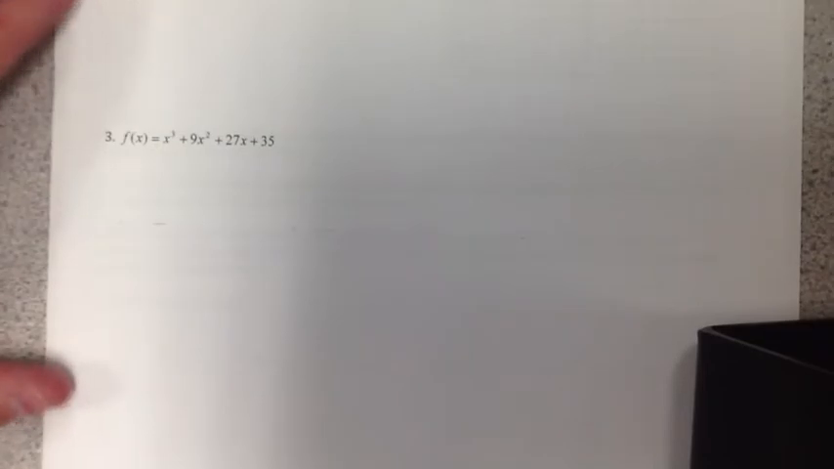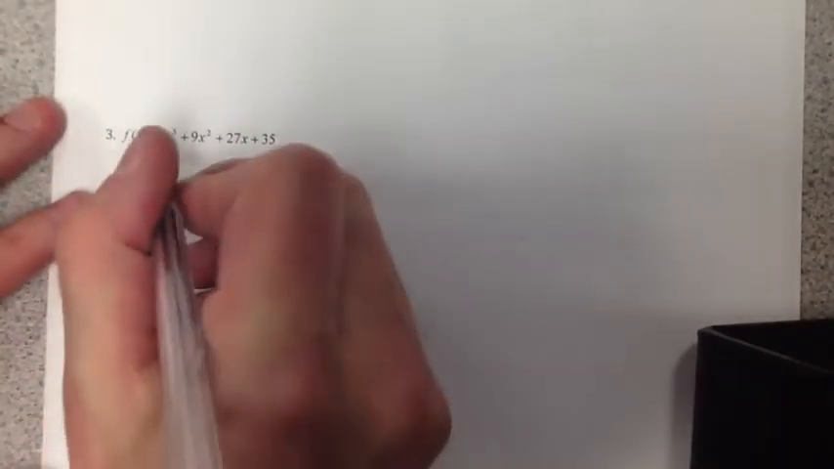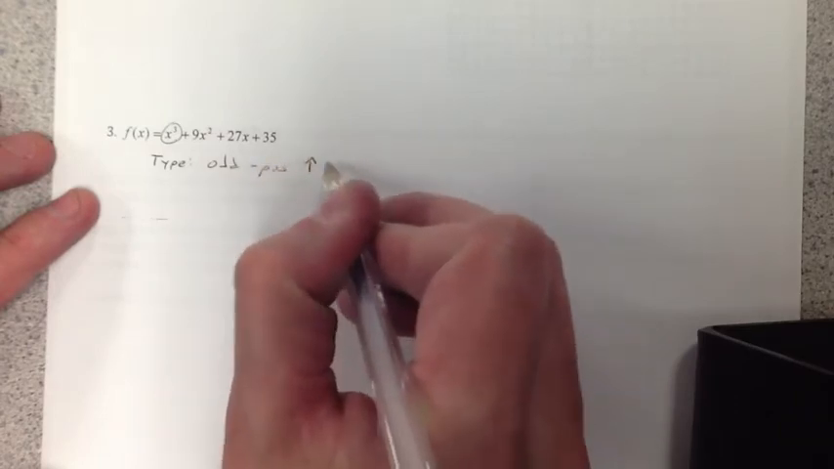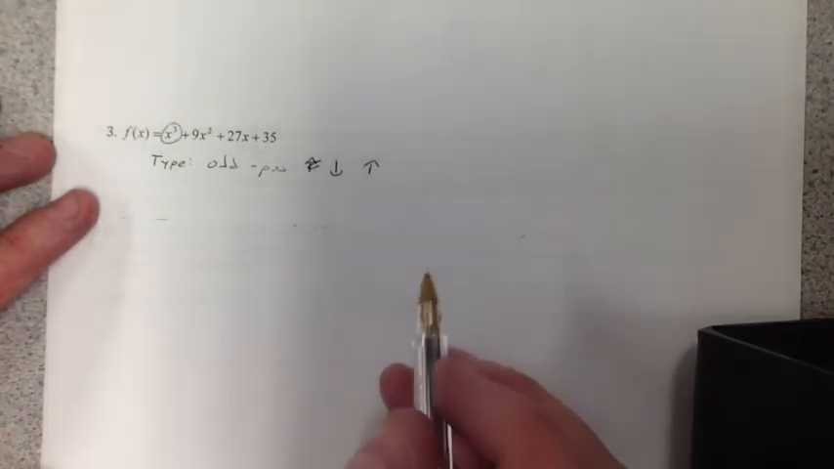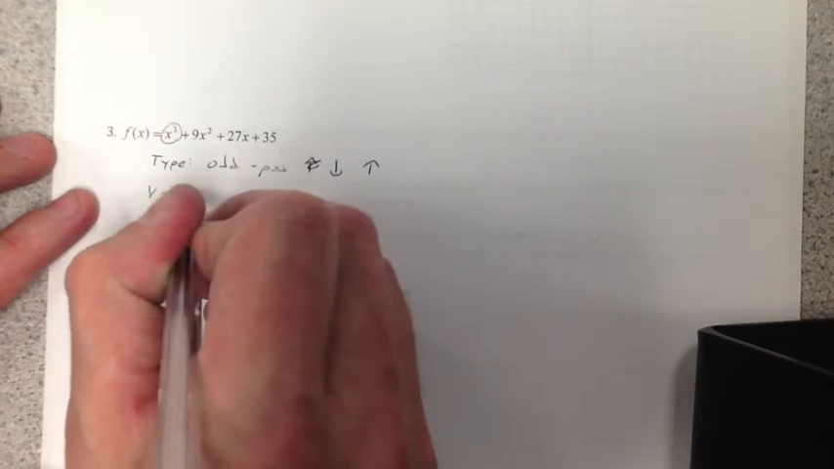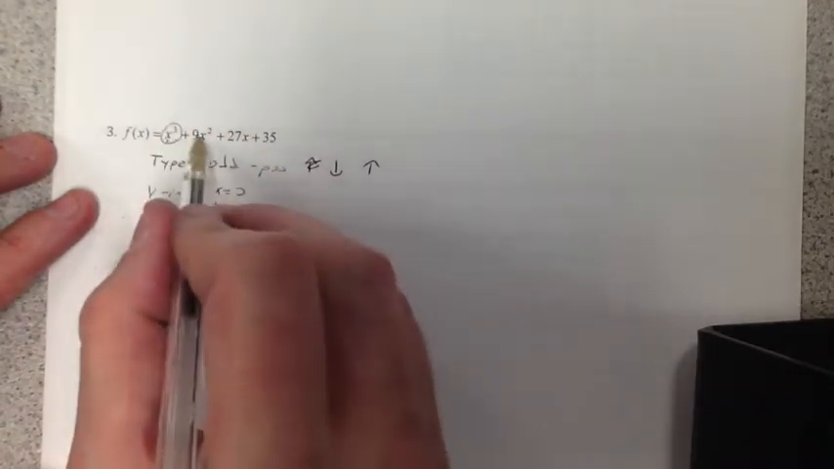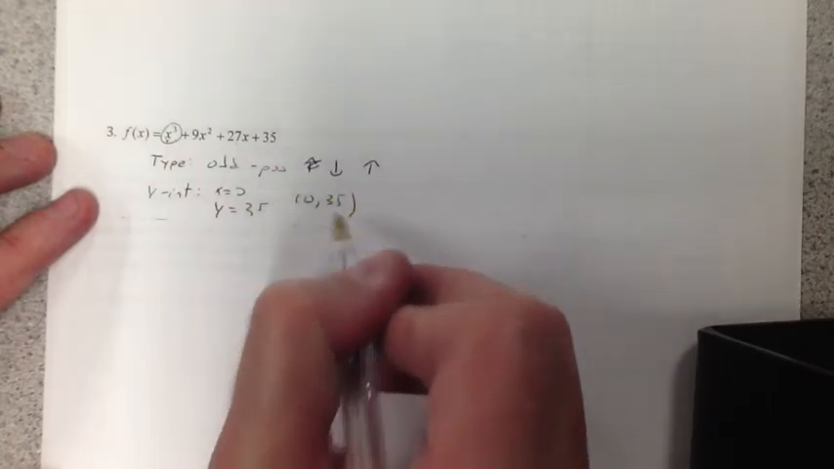Let's take a look at number 3 instead. Now for number 3, it's the same idea as number 1. We're going to get the type. Hey baby, what's your type? That's easy enough to do. Look here, it's odd positive. So it starts down, ends up. Y-intercept. Again, if we let x equal 0, y equals 35. So we get the point 0, 35 right here.